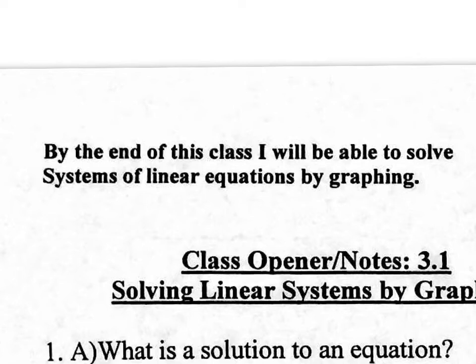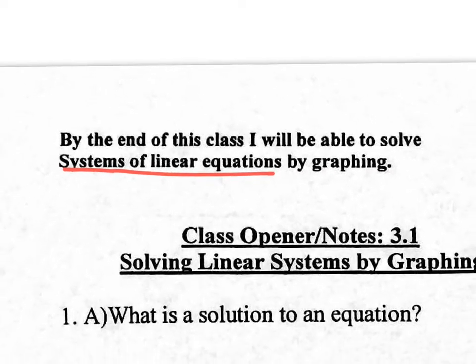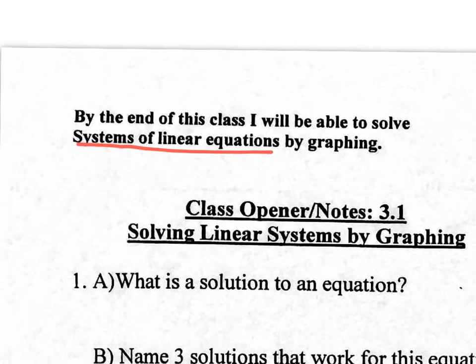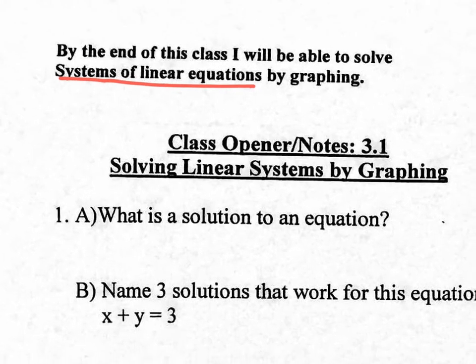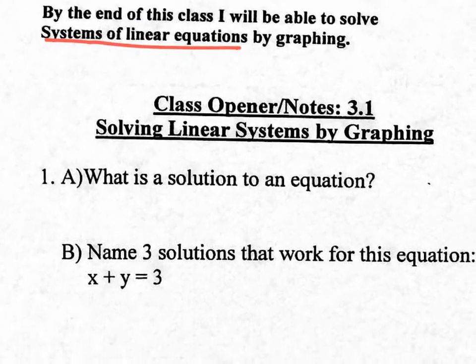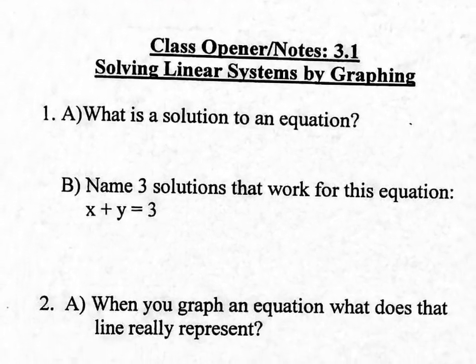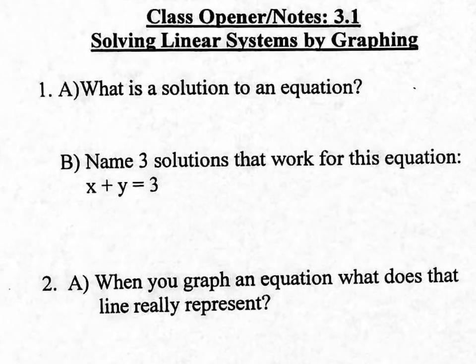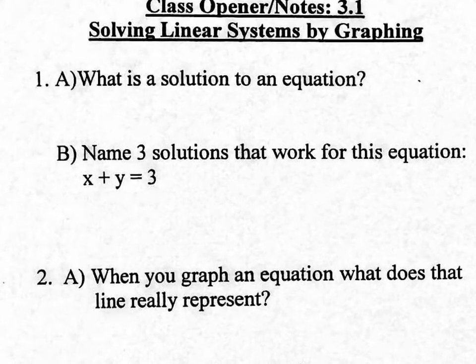So when we talk about a system of linear equations, it's really just two or more equations working together, okay? And before we used to solve an equation, now we're going to be solving a system, which is really two or more equations working together. So it could be 3 equations, it could be 5 equations, but in this first part, we're only going to be looking at 2 equations at a time, and that's what we call a system, 2 equations at once. Anyway, let's go through this opener right here together.